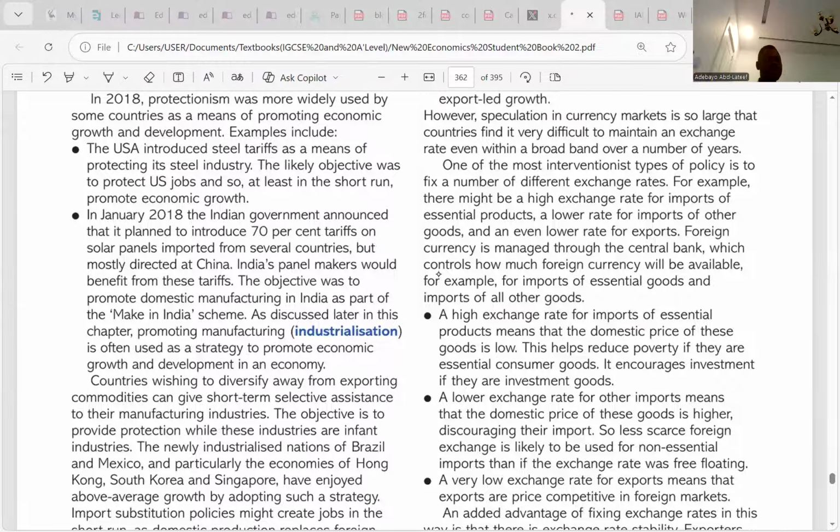So the Indian government introduced 70% tariffs on imported solar panels. Why are they doing that? They are doing that because they want to encourage their own industries and protect them to continue to produce. So locals should rather buy domestically made solar panels, which are considered cheaper, because the tariffs have increased the price of imported solar panels.